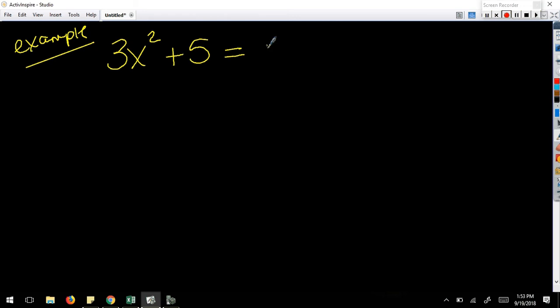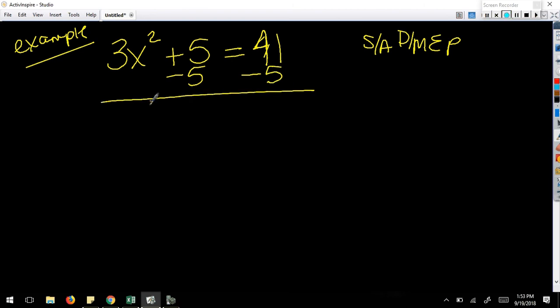This looks very similar to the last one. The only difference is this exponent on that x, right? What do I do first to solve for x? Subtract 5. What is 41 minus 5? 36. Good job.